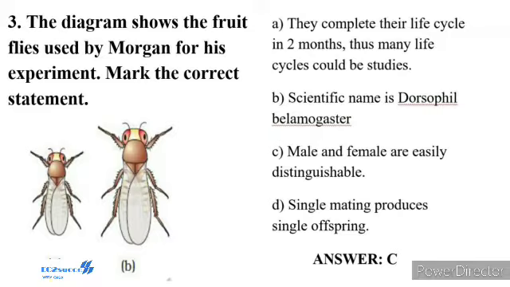The male and female flies are easily distinguishable. Also, it has many types of hereditary variation that can be seen with a low power microscope. So the correct answer option C. C is male and female easily distinguishable.